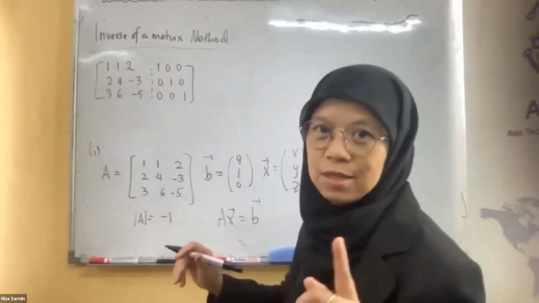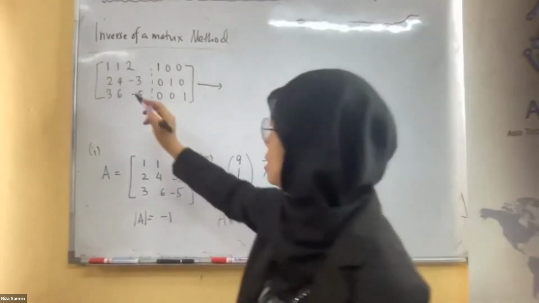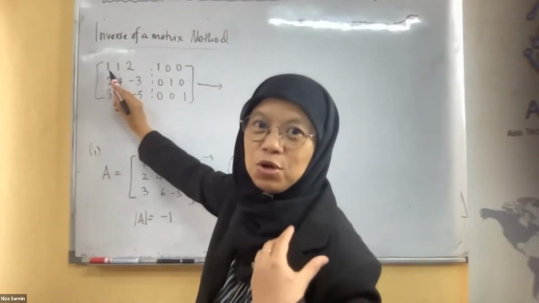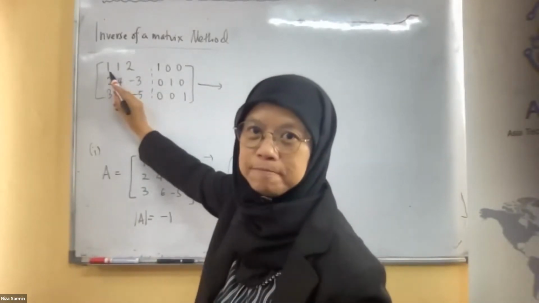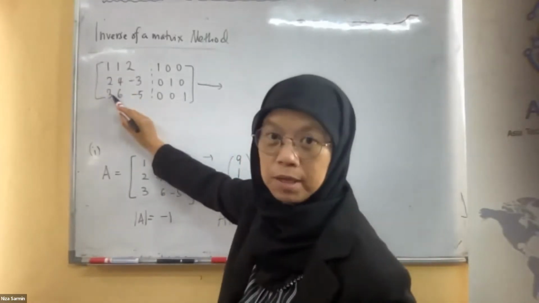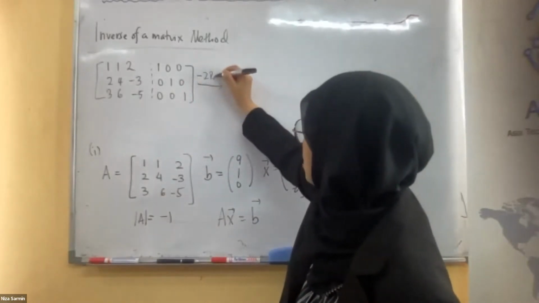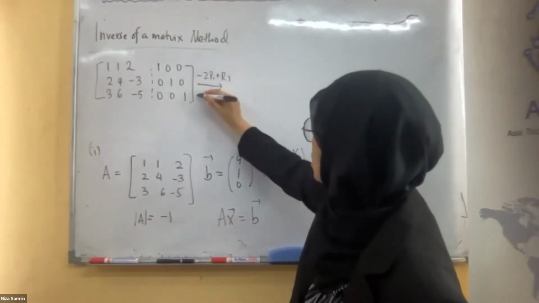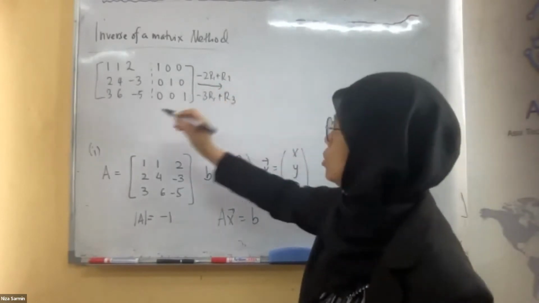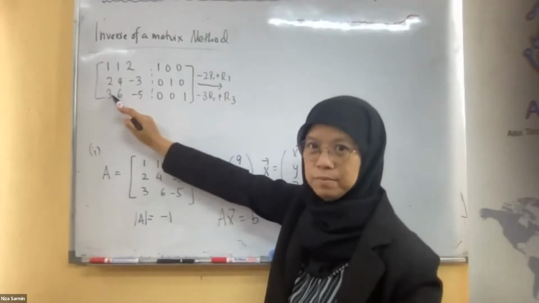All right, so what is the first operation? You are lucky because this is already 1, right? If it is not 1, we try to make this 1 without fractions. So make this and this 0. We put negative 2 row 1 plus row 2, negative 3 row 1 plus row 3. So this will make this 0 and this 0.